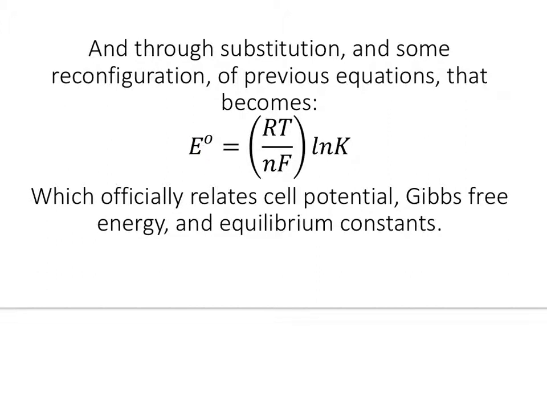That our standard cell potential is equal to RT/NF natural log of K, which means we're relating gases, temperature, which kind of refers to kinetics at times, our moles of electrons, Faraday's constant, and our equilibrium equation. Now, Gibbs is not quite directly in there, but we got this relationship by actually substituting in a previous equation for our delta G. However, it gets a tiny bit crazier.